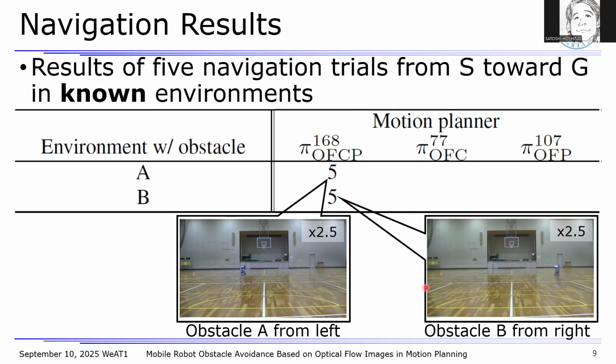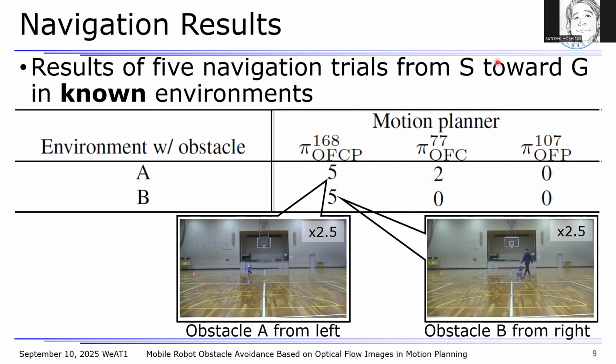by the expert. In contrast, the robot using motion planner 77 reached the goal only twice in the environment with obstacle A. The robot using this motion planner 107 failed in all trials. In all failed cases, the robot collided with the obstacles.